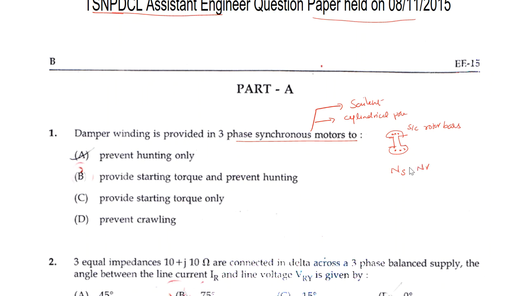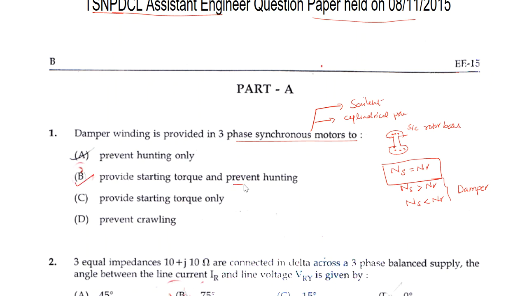In a synchronous machine, we know that these two will be equal. When these two are equal, the damper winding will not come into the picture. But when there is a slight difference, that is, the synchronous speed is greater than the rotor speed, or the synchronous speed is less than the rotor speed, then the damper winding will come into action. This damper winding is going to control the rotor in such a way that it gets back to its equilibrium value. So the answer is, it is going to provide starting torque and prevent hunting.